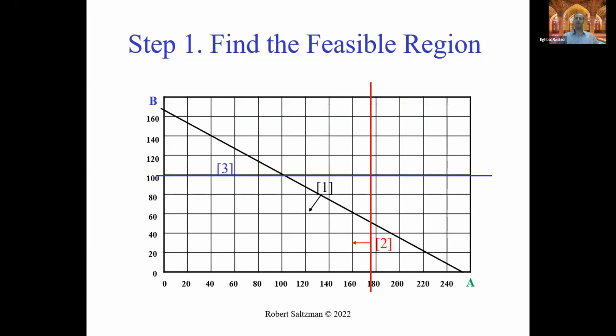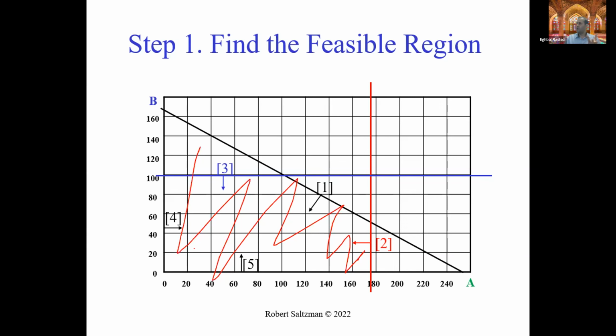Now it's time to add the third constraint. The third constraint was 6B should be less than or equal to 600. So this is the constraint. Which side of this is feasible? I'm going to try the 0 and 0 point again. 6 multiplied by 0 is 0, and that's less than 600. So the inside of this is feasible. Now you can imagine the common feasible region. It's this area here.